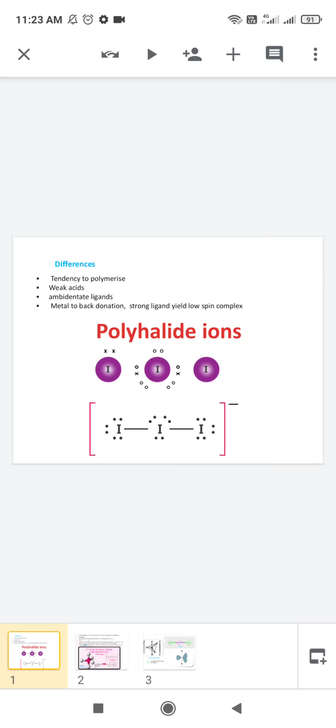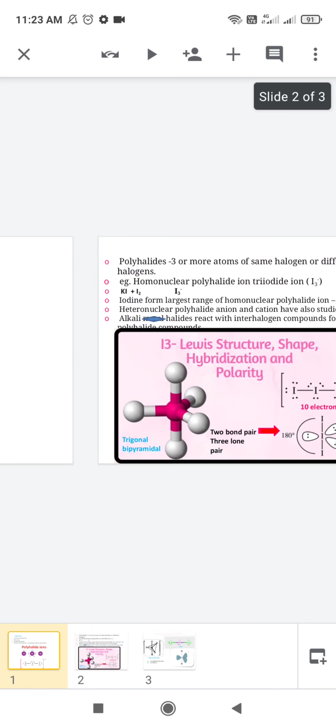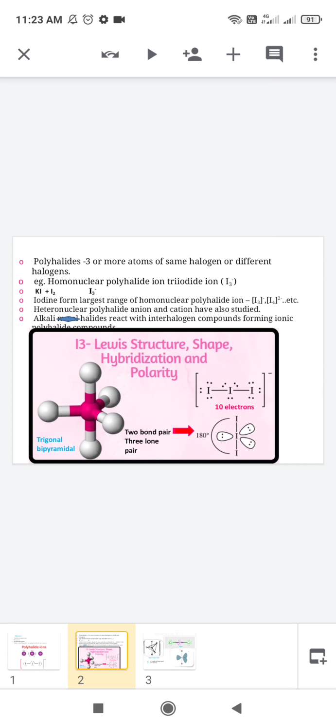The simple example is I3 minus, and I3 minus ion is formed by combining I minus ion with two iodine atoms. It is an example of a homohalide polyhalide ion. So polyhalide ion means it is an ion which is formed by three or more atoms of the same halogen or by different halogen atoms. The simple example for polyhalide is I3 minus. It may be a homonuclear polyhalide ion or heteronuclear.